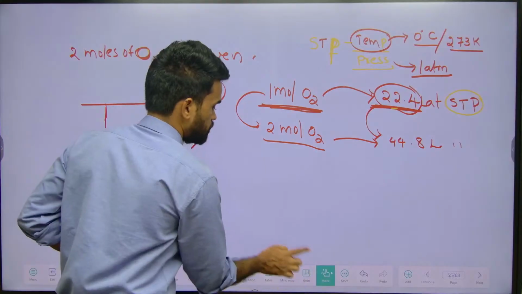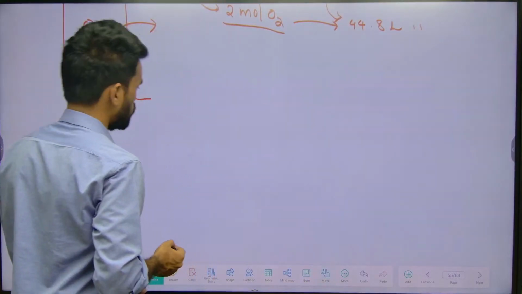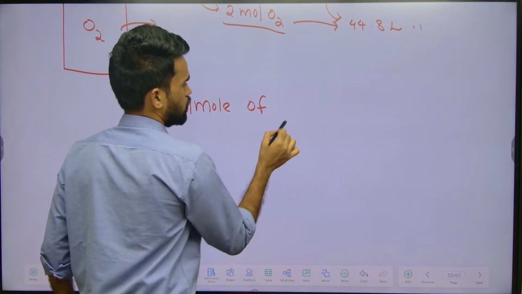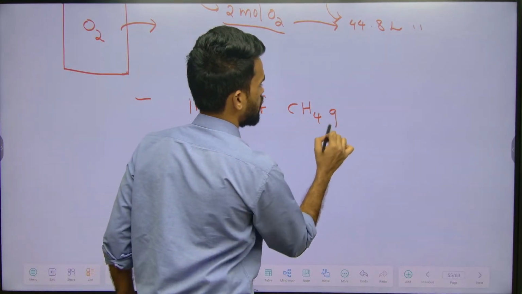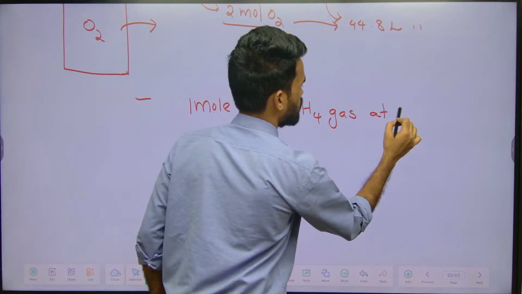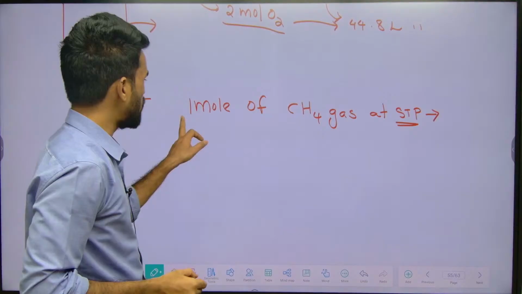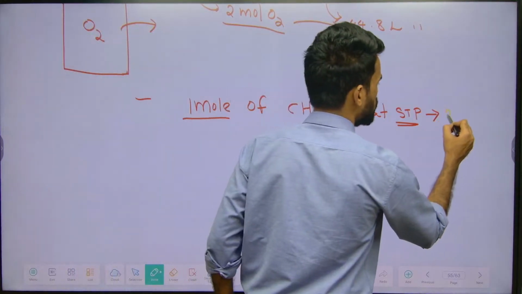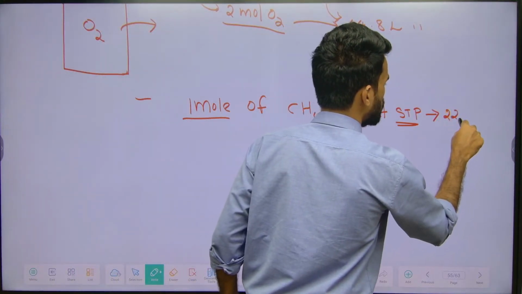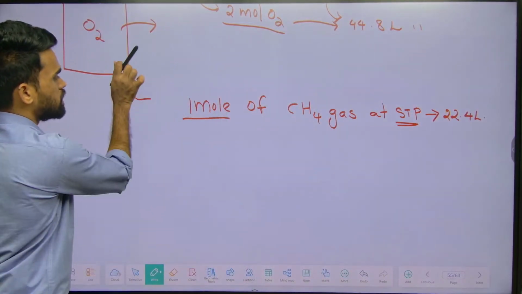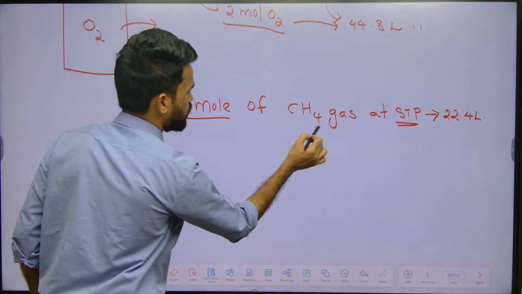Right. Now let me tell you, 1 mole of methane gas at STP, how much volume will it occupy? So I am saying 1 mole, so just take it as 22.4 liters directly. Okay, this is fixed. Instead of saying 1 mole, I can also write 1 mole of methane.